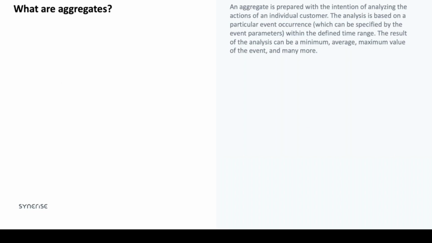So what is an aggregate? An aggregate is prepared with the intention of analyzing the actions of an individual customer. The analysis is based on a particular event occurrence, which can be specified by the event parameters within a defined time range. The result of the analysis can be a minimum, average, maximum value of an event, and many, many more. In our case, the aggregate helps us to gather information about the last 10 viewed products for the specific customer.